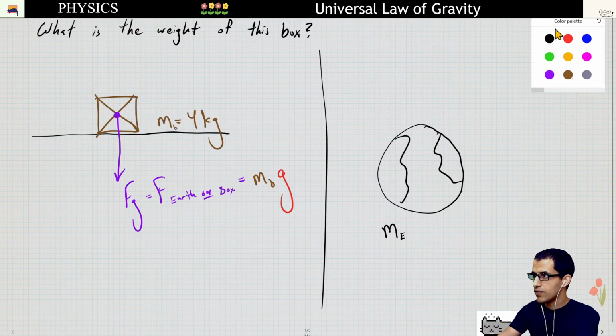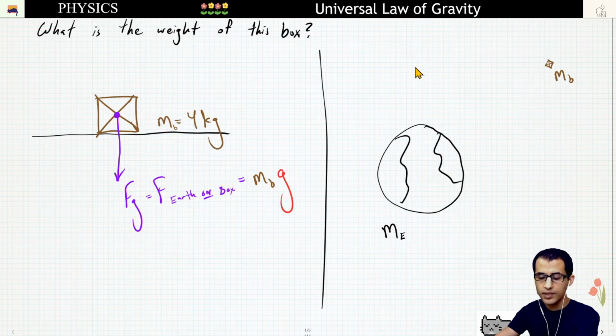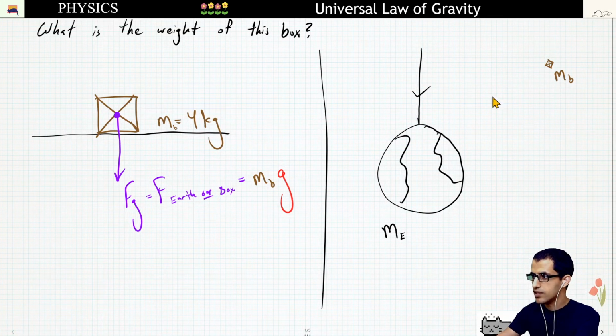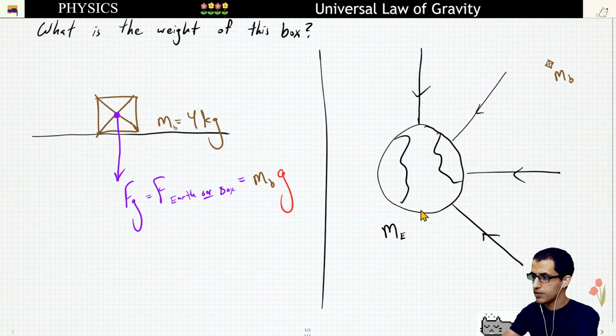I can draw the gravitational field of the Earth by using this model, where I just draw lines that are pointing towards the Earth. So these lines show me the direction of the force that a mass would experience if placed in this space around the Earth.